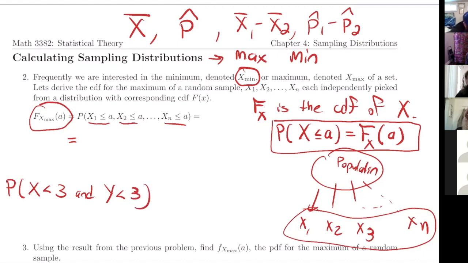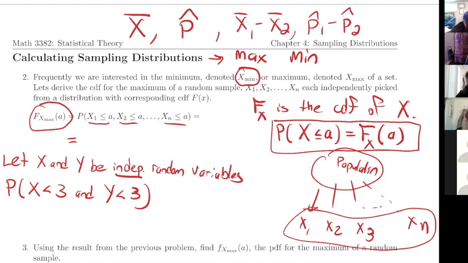If I have two different random variables, say x and y, and I'm going to assume that these random variables are independent, and I want to calculate the probability that x is less than 3 and y is less than 3, what's special about the fact that they're independent random variables that would allow me a nice way to calculate these probabilities?